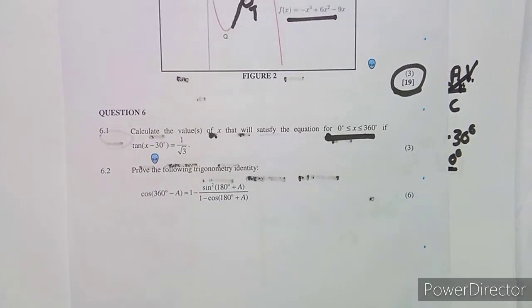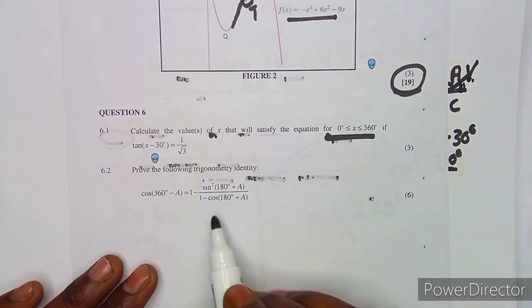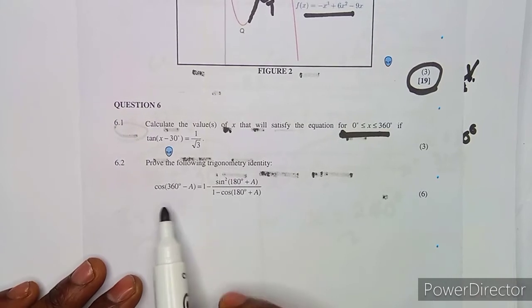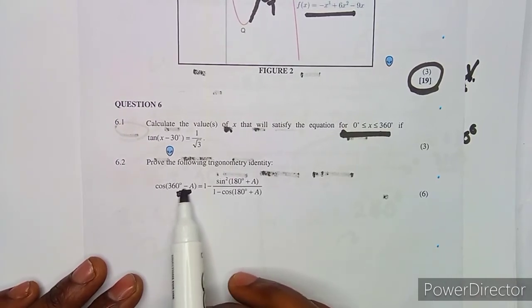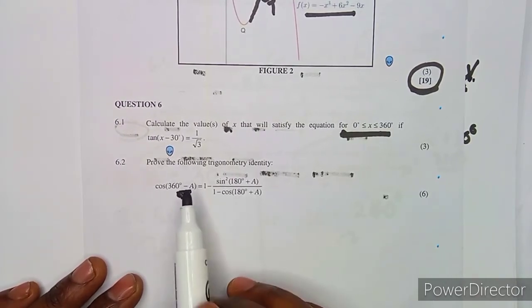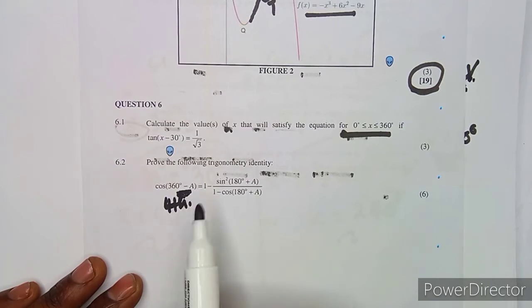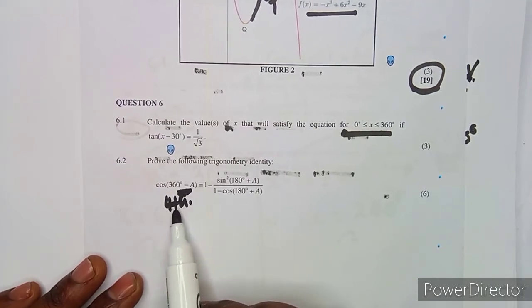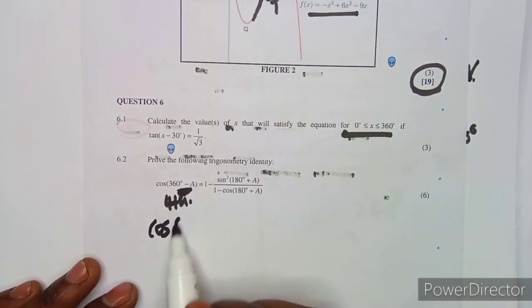Okay, then on 6.2 we have a question to prove the following trigonometric identities. There we need to prove that these two are equal. All right, this is cos of 360 minus a, and we know that this lies in the fourth quadrant. We all know that this lies in the fourth quadrant, and in the fourth quadrant cos is positive, so this is actually the same as cos a.